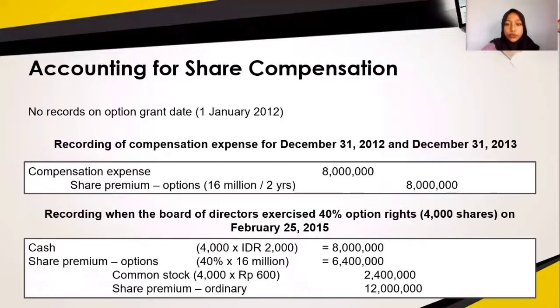there are 4,000 shares on February 25, 2015. Debit cash is 8 million. Debit share premium option is 6 million 400,000. And credit is common stock 2 million 400,000, and share premium ordinary is 12 million.